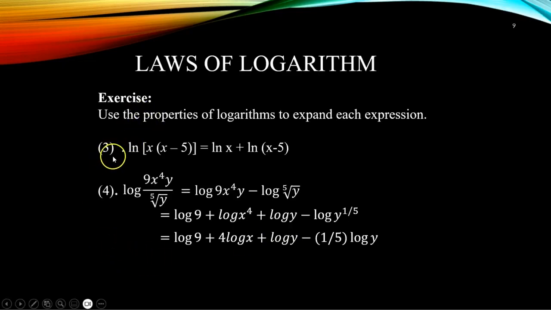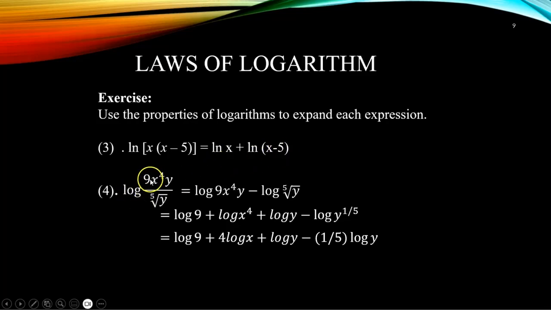You're given number 3. For example, ln of x times x minus 5. Some of you might say, is it possible to distribute that? It's okay, but then since it's already separated, you could apply them into the given. So ln of x plus ln of x minus 5. Again, you should end here. You never distribute that ln term there.